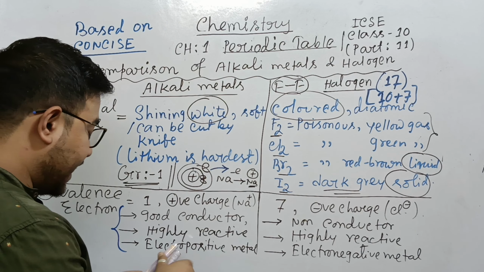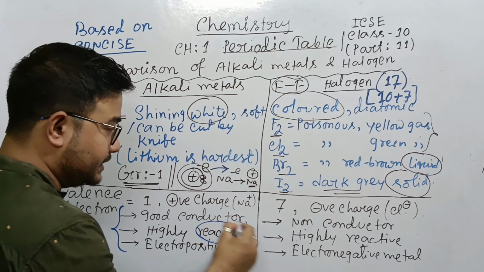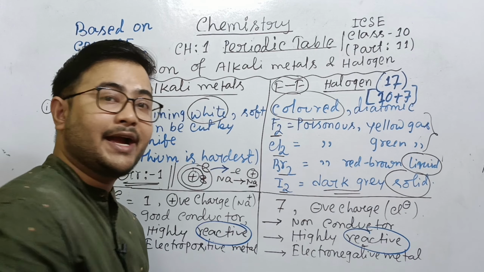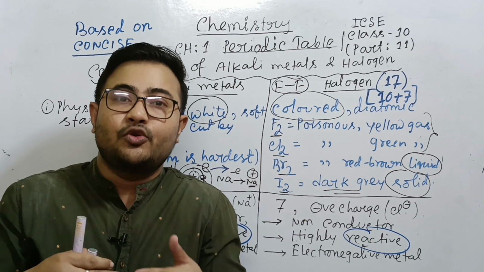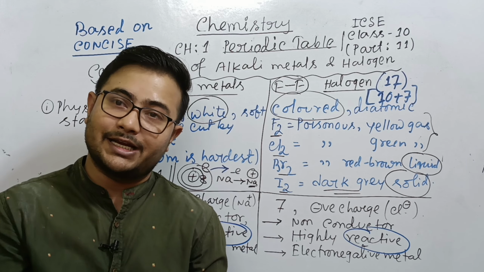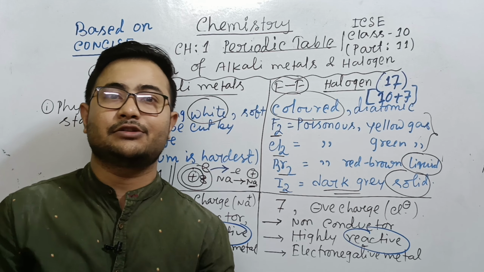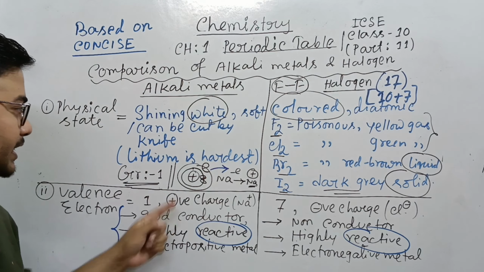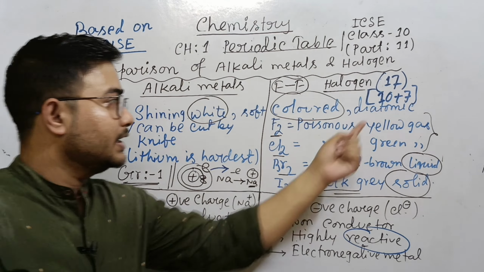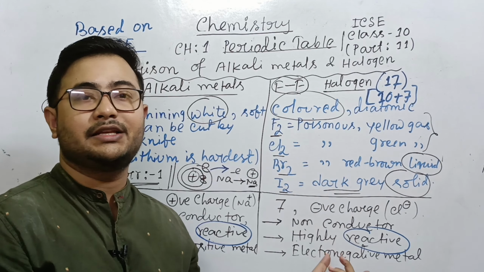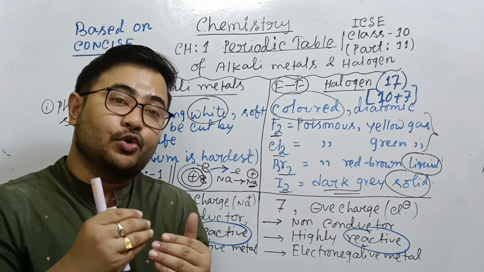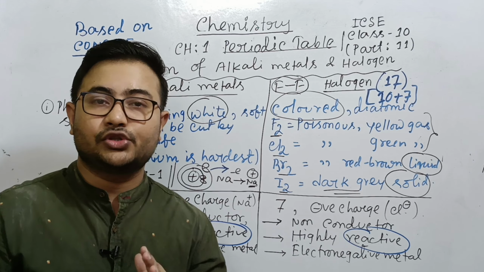Look at the board. Reactivity or reactive means both. If any atom loses an electron, it is highly reactive. If any atom accepts an electron, it is also highly reactive. So see here, it loses an electron, highly reactive. Here 7, so it accepts an electron, highly reactive. So reactivity means both acceptance as well as loss of electrons.